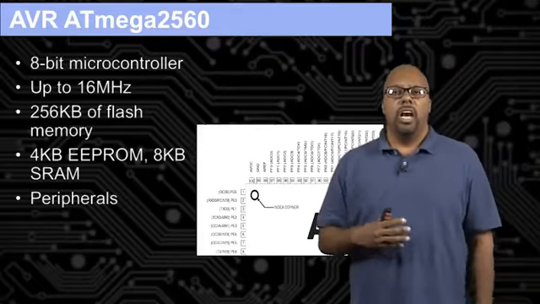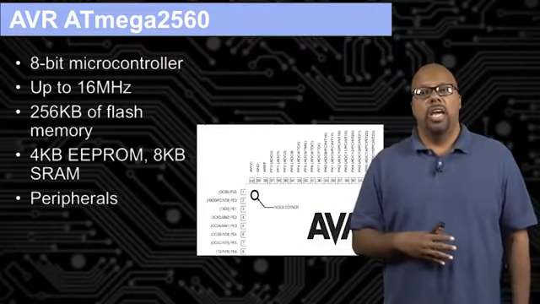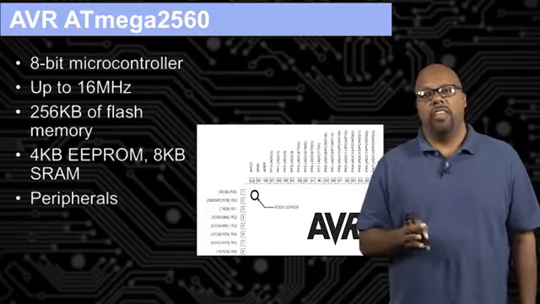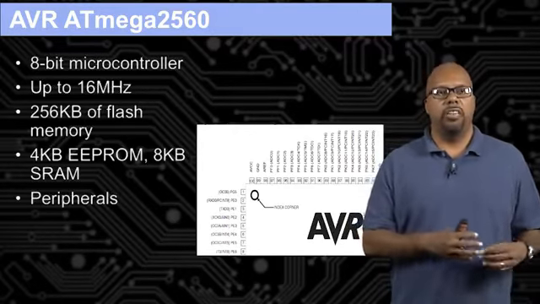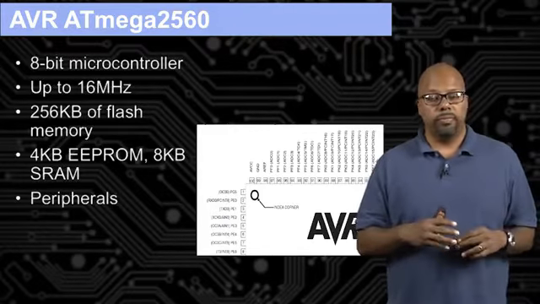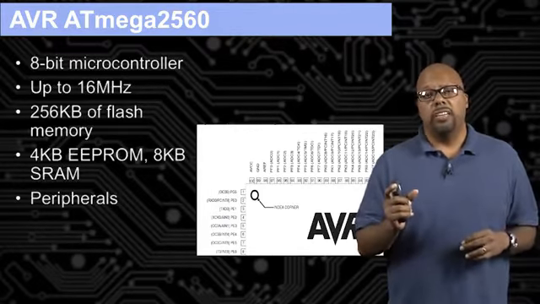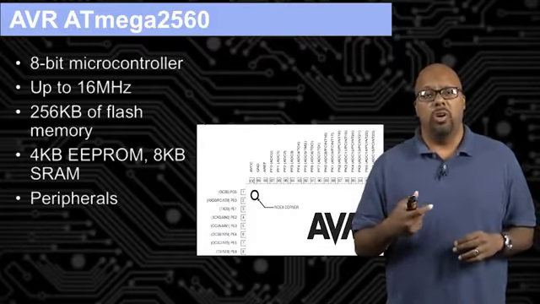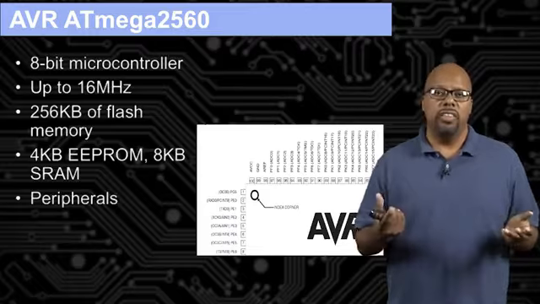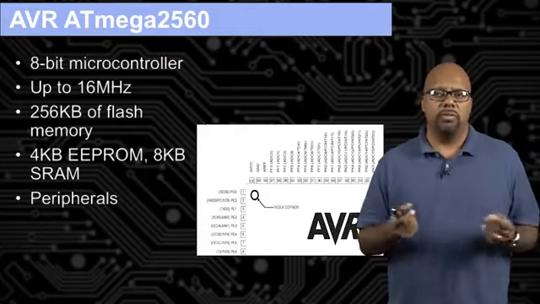8-bit microcontroller, up to 16 megahertz, that's the clock frequency. 256 kilobytes of flash memory, so that tells you something about the type of memory in there. Flash memory, as you may know, is a type of non-volatile memory. So after you lose power, when you regain power, the memory is still there. You see this in thumb drives. Thumb drives are basically flash memory.